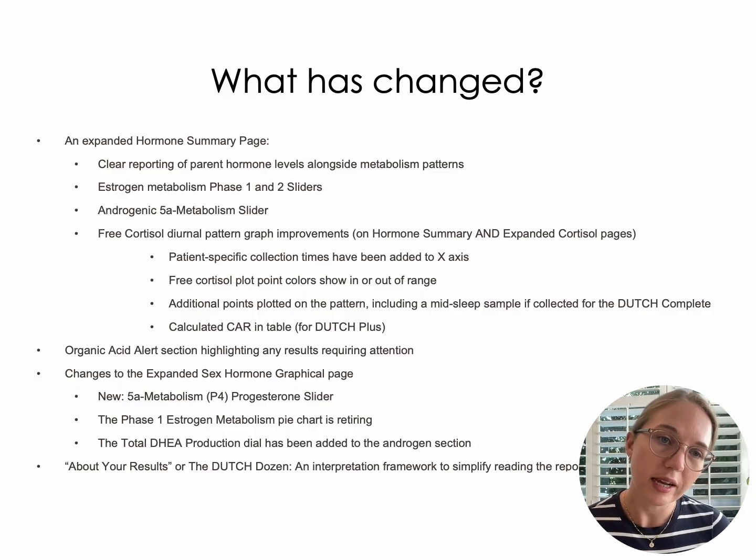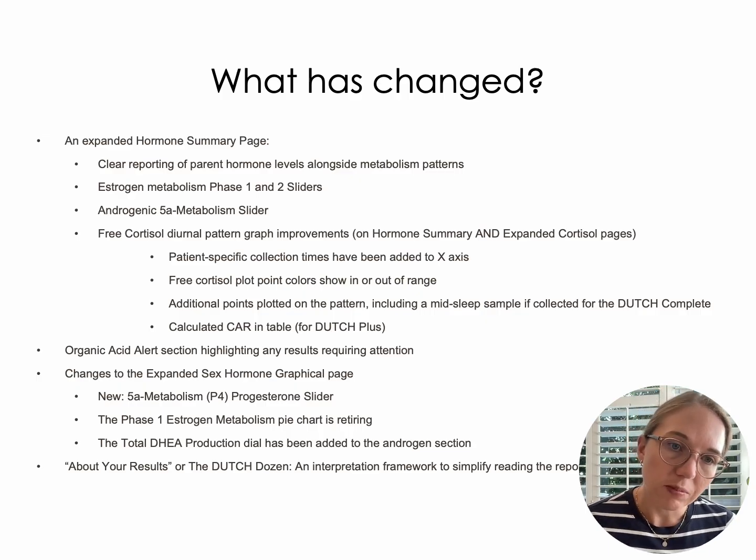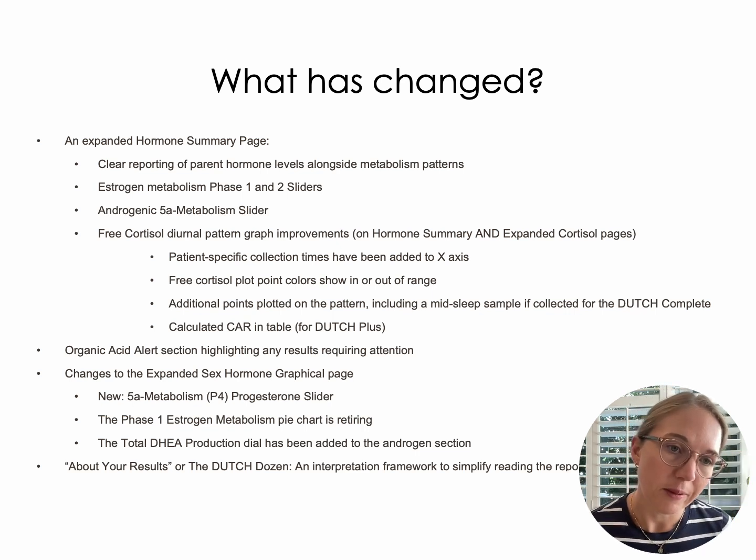There are also a few changes to the adrenal section of the report. There are now patient-specific collection times added to the x-axis of that graph. Free cortisol plot points are colored to show in or out of range, which makes it a little bit easier to interpret abnormal values on that graph. Additional points are plotted on the pattern, including a mid-sleep sample if collected for the Dutch Complete, and a calculated CAR in the table, that is for the Dutch Plus. And an organic acid alert section highlighting any results requiring attention.